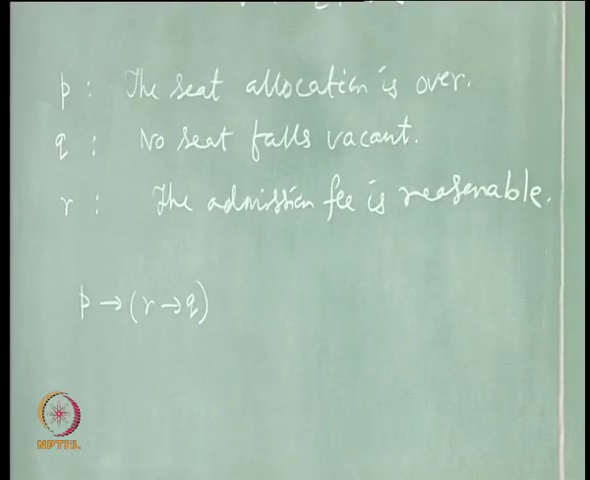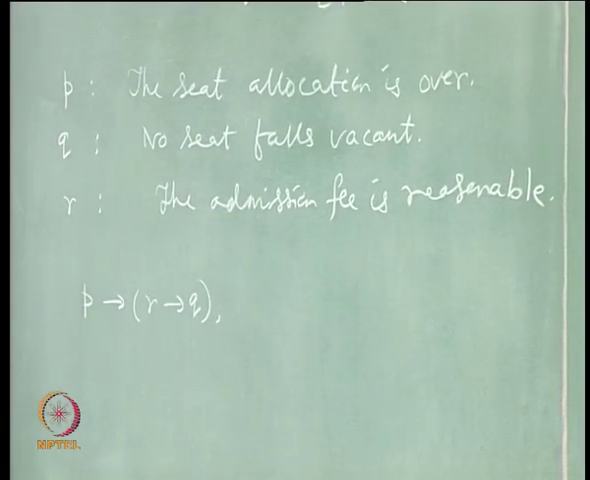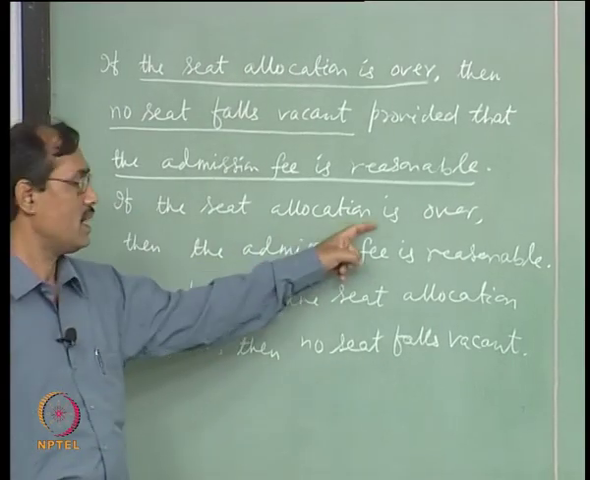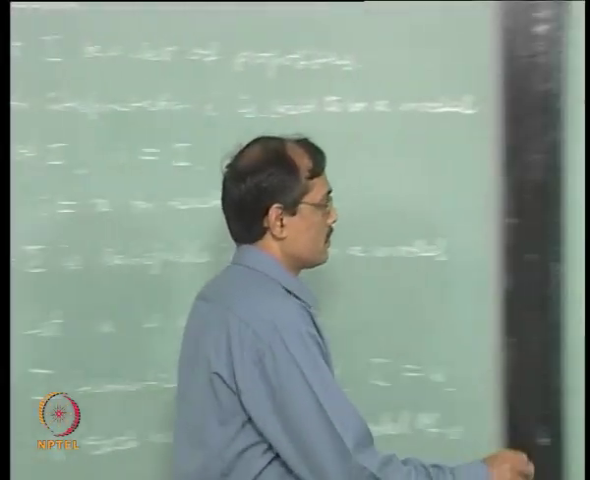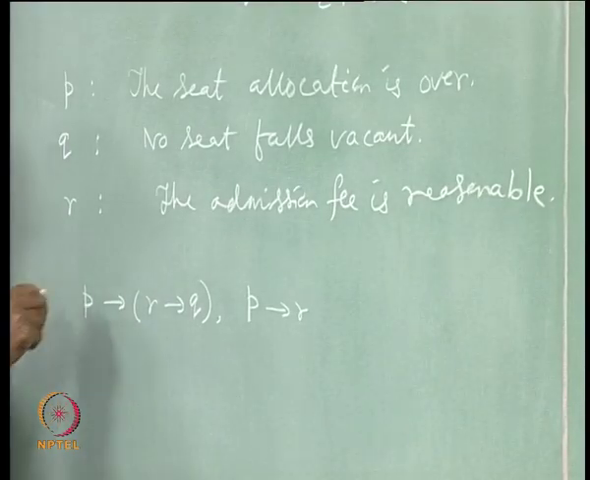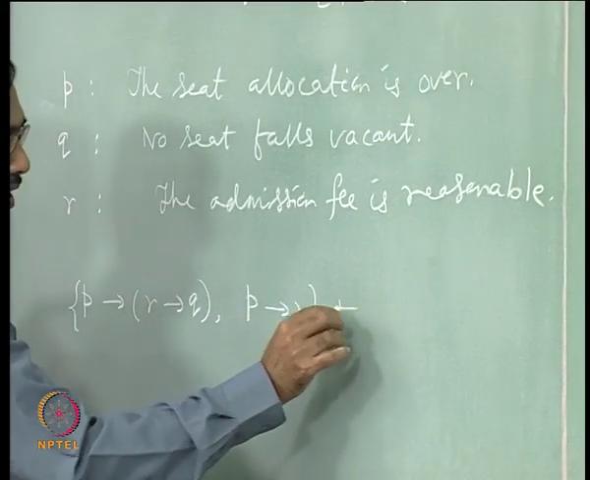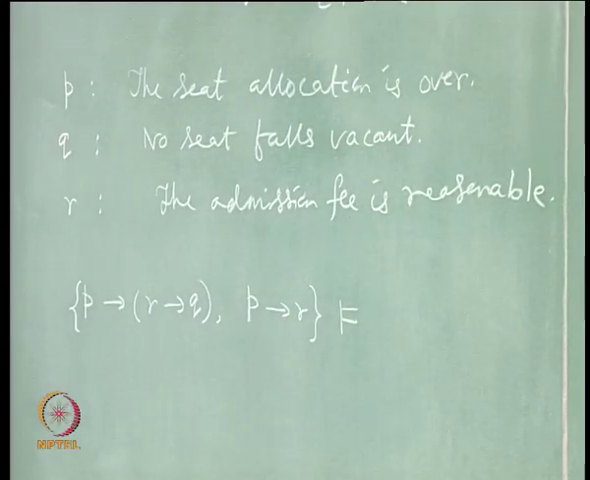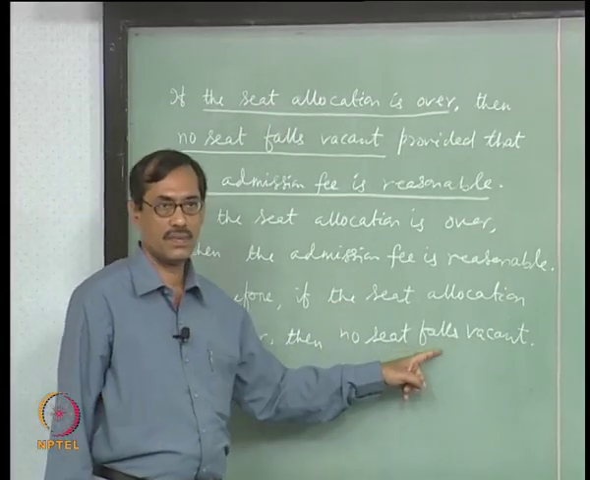Okay. What is the next premise? P implies R. That is all about our premises. So, we have the set of premises as this, which is sigma. We want to check whether this entails the conclusion. So, the conclusion is P implies Q.